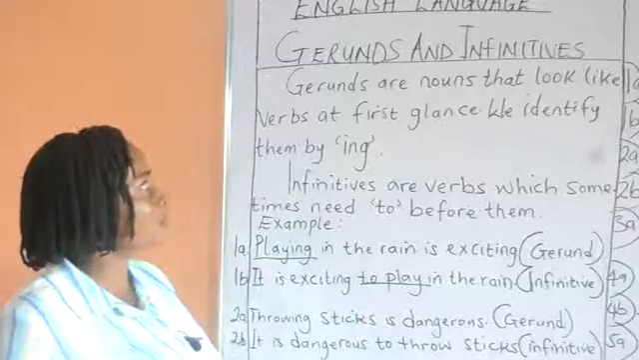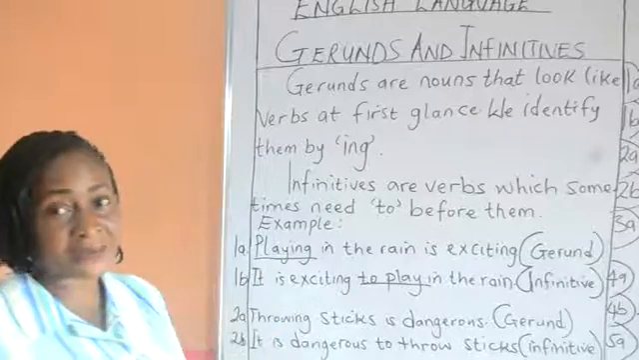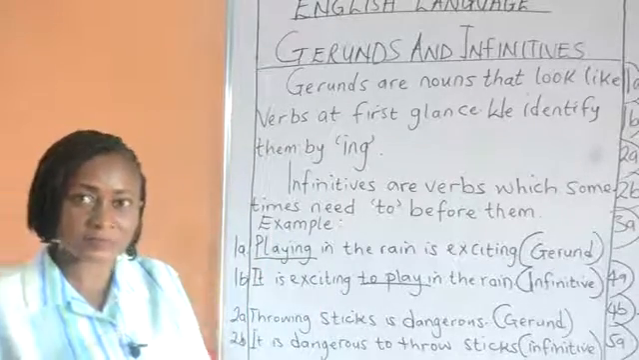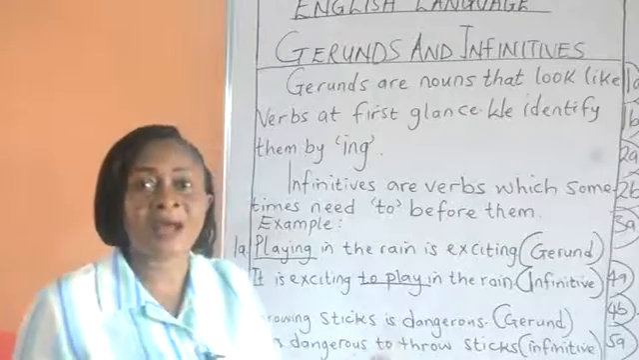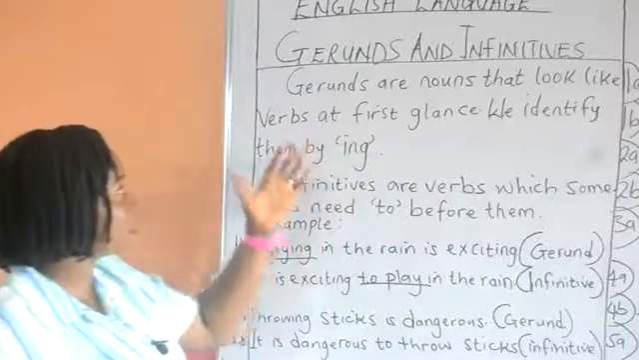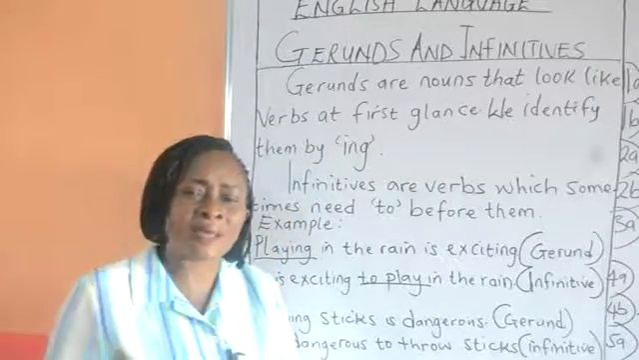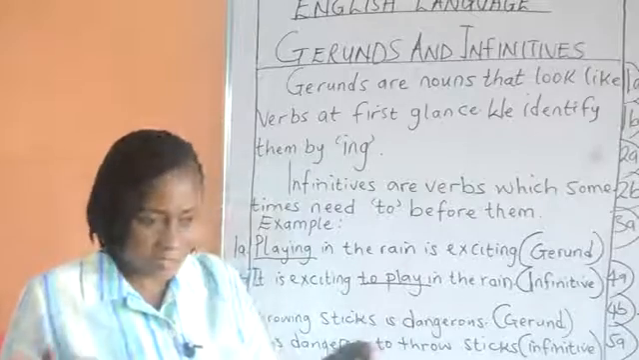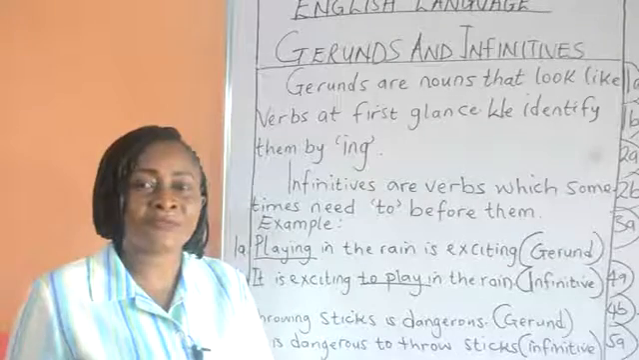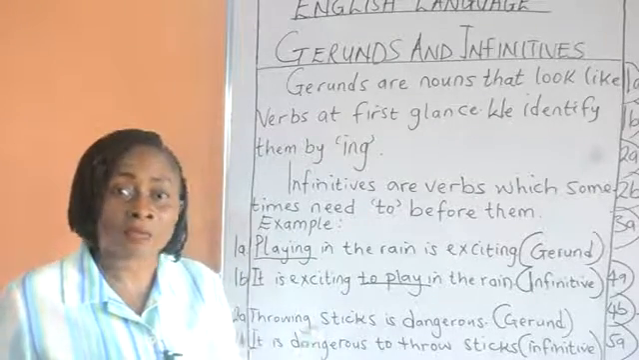The word gerunds, they are nouns that look like verbs at first glance. Now, what is a noun? Name of any person, animal, place, or thing. What is a verb? An action word. So these gerunds, when you look at them, they are nouns. But when you take a look at them, at first glance, you think, this is an action word. This is a doing word. You will think at first glance that it is a verb, but it is actually a noun.